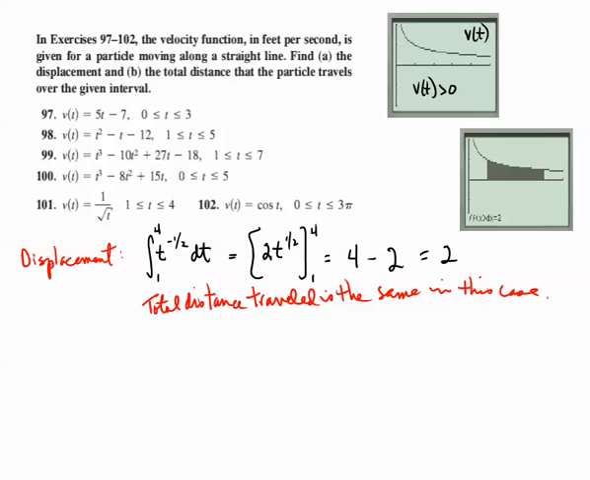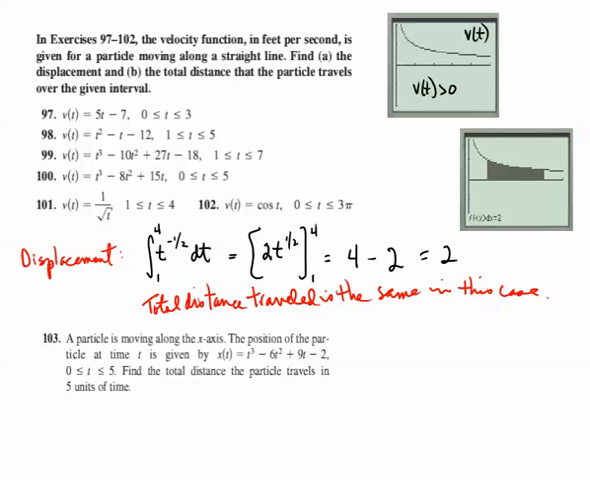Okay, so we'll go on to problem number 103. And problem 103 is very similar. Well, it only asks us to find the total distance traveled by the particle. So the particle is moving along the x-axis. The position of the particle at time t is given by x of t is equal to t cubed minus 6t squared plus 9t minus 2 on the interval from 0 to 5.